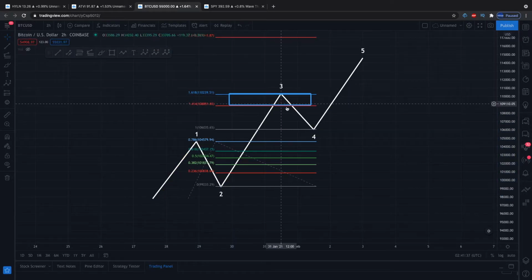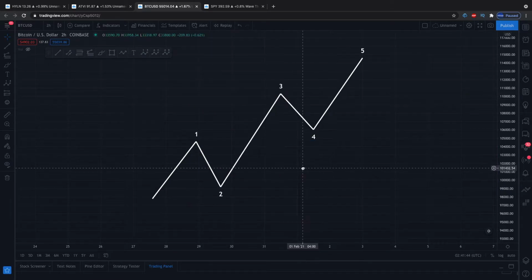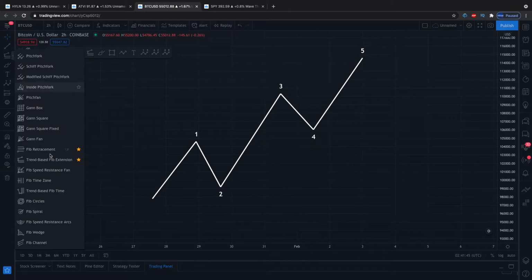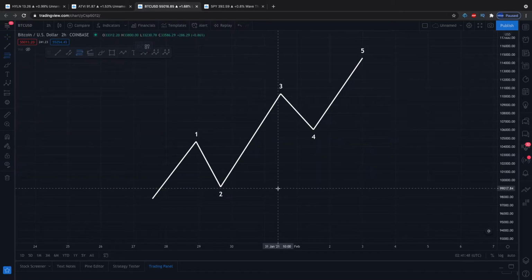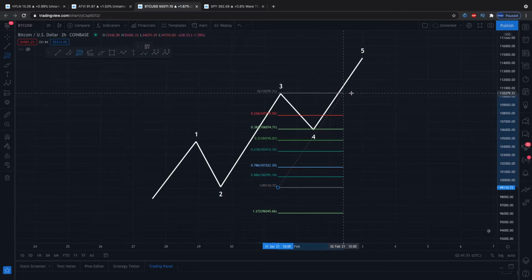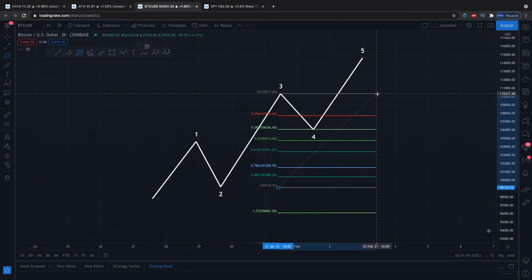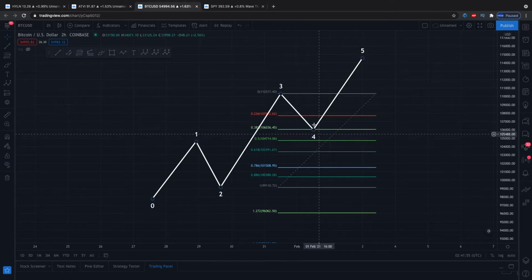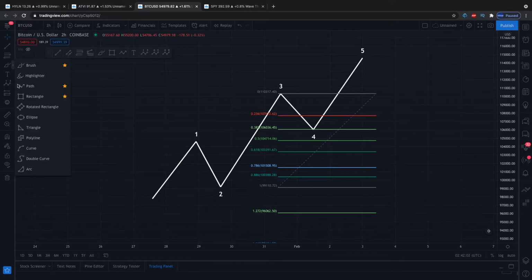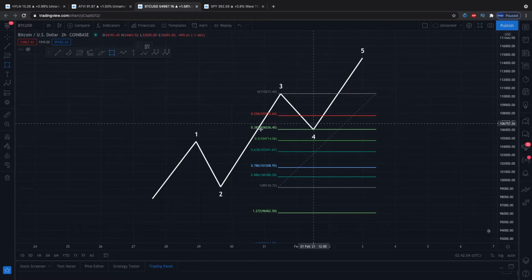So now that we've identified our wave 3 targets, we're going to identify our wave 4 targets. To do this, let me get rid of all of these tools. We're going to go back to our Fib retracement, and what we're going to do is click the bottom of wave 2 and drag it up to the top of wave 3. As you can see here, our wave 4 happened to match some pretty accurate price targets as well. So wave 4 does not retrace as much as wave 2 does.